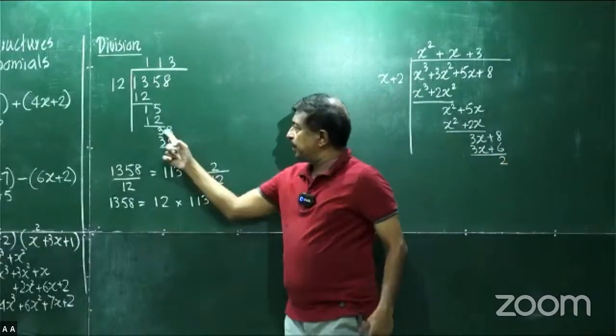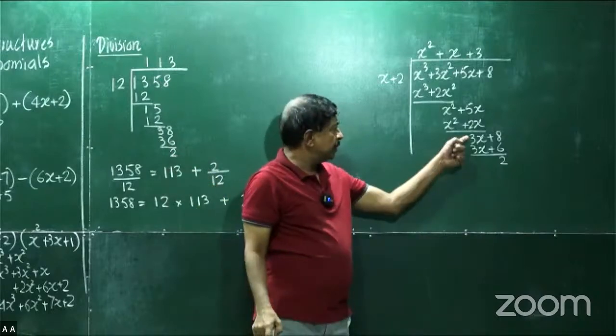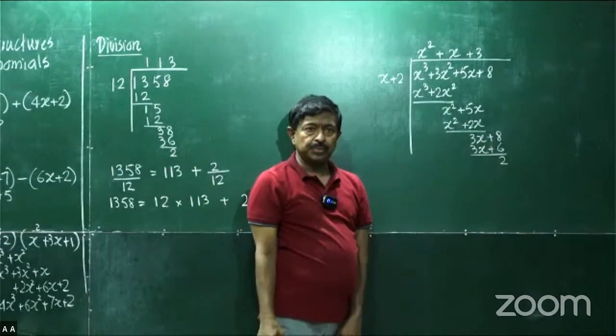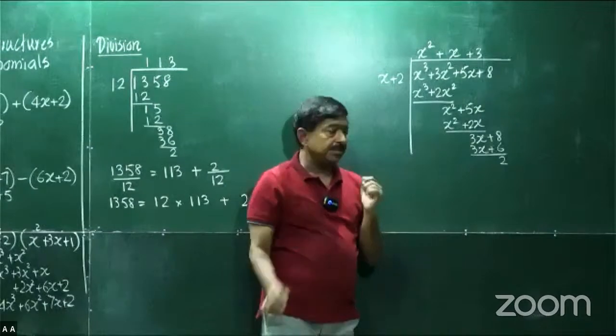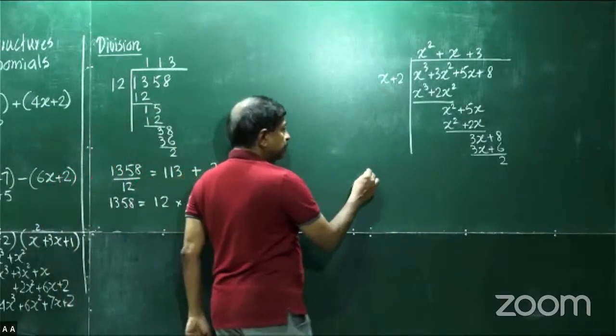Look at the similarity. 38 minus 36 is 2. Here 3, 8, 3, 6, 2. They are similar, right? Now we'll write it as like usual division.